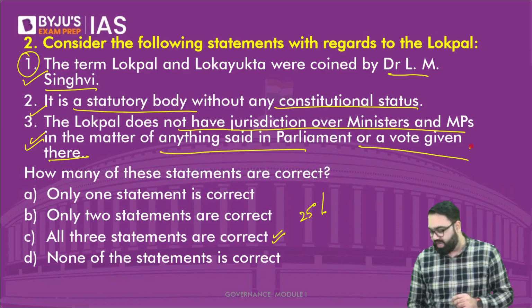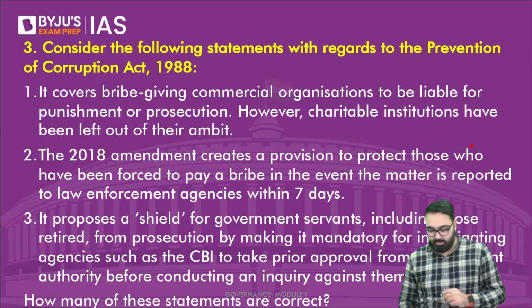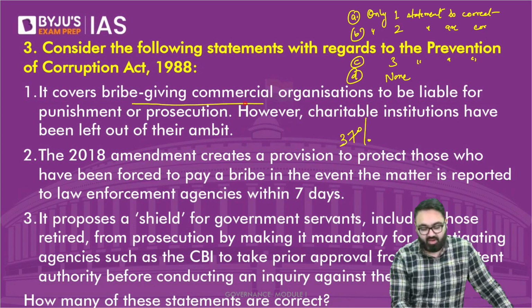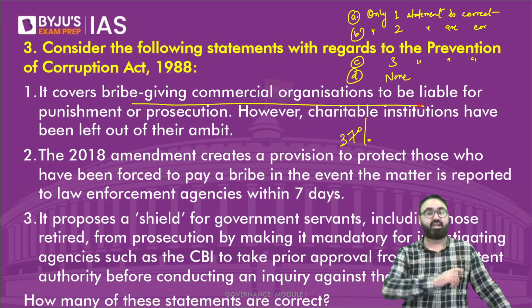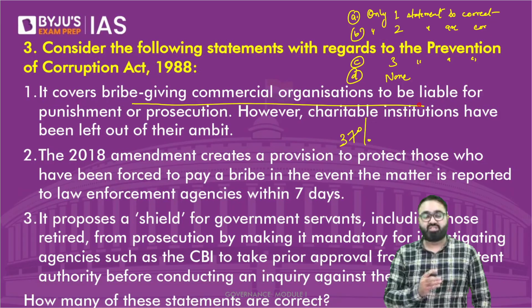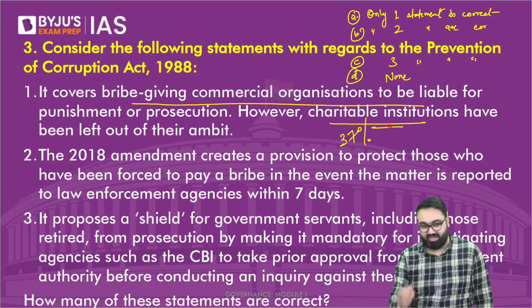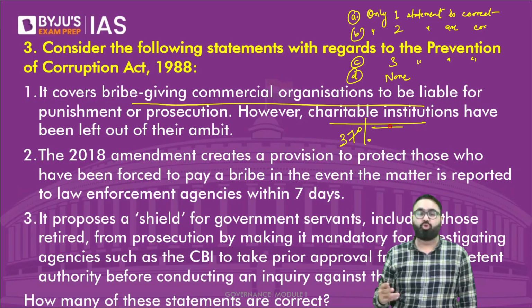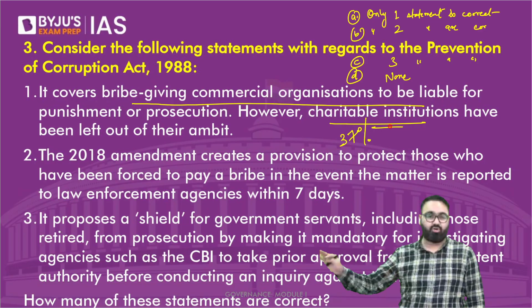Okay, moving on to the last question for today's quiz. It doesn't have bribe giving commercial organizations. We did discuss that now corporates, etc., if they give a bribe, they will also be punished. But charitable institutions, as the name suggests, for charity, they are not covered under this. That is also a loophole. So charitable institutions are out of it.